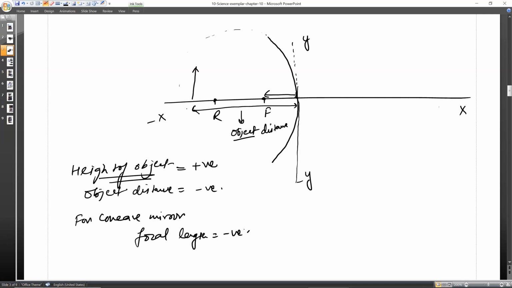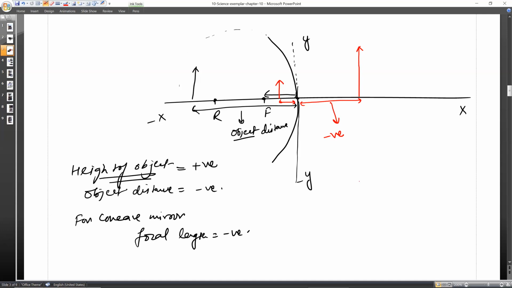Now, the image formed by a concave mirror is both real as well as virtual. When it is forming a virtual image, the object should be placed between the pole and focus. Are you getting my point? If I place the object between the pole and focus, then an enlarged image will be formed here. This distance is on the positive x-axis, so it will be considered positive. And the object distance will always be considered negative.